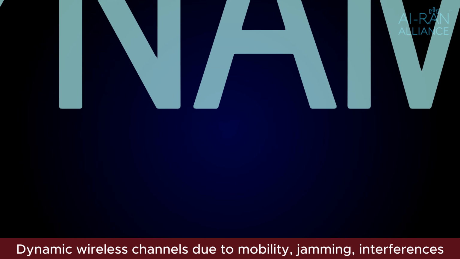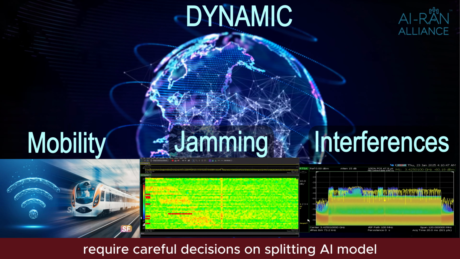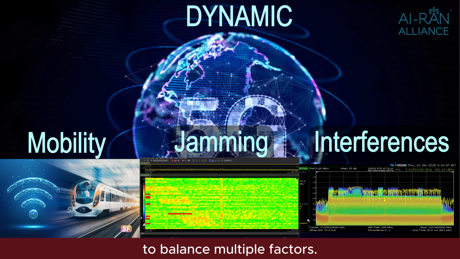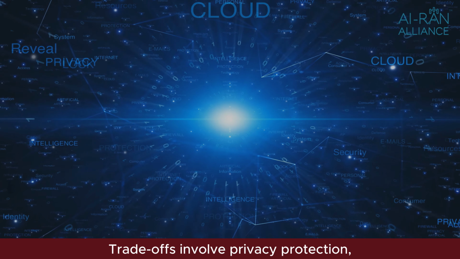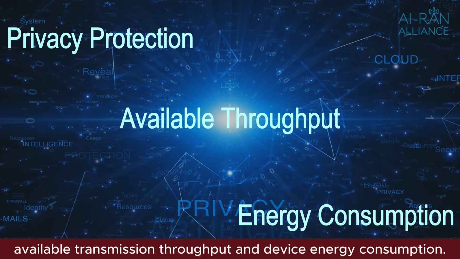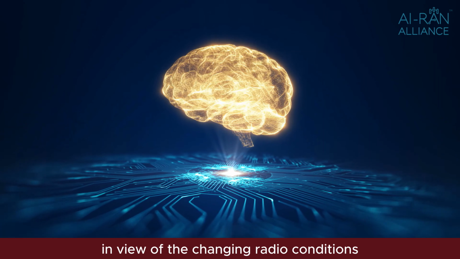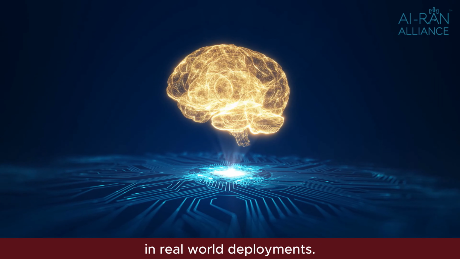Dynamic wireless channels due to mobility, jamming, and interference require careful decisions on splitting the AI model to balance multiple factors. Trade-offs involve privacy protection, available transmission throughput, and device energy consumption. Dynamic real-time optimization is required in view of the changing radio conditions in real-world deployments.